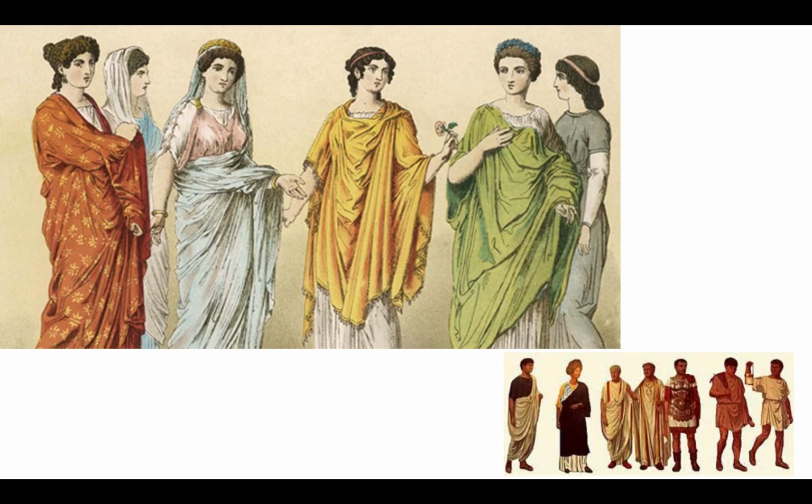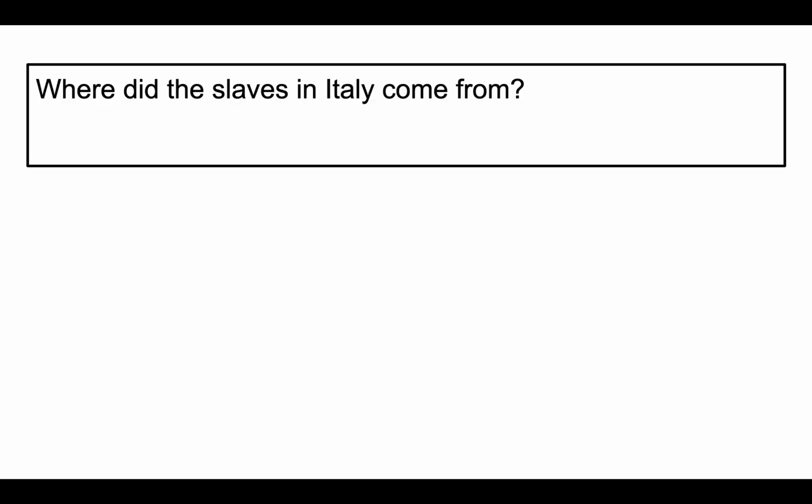These are a couple of pictures of patricians and plebeians, and in the picture of the woman, the lower class person is in the background there. Down there with the picture of the men on the bottom right, you can see the much more fancy dressed men, and then on the right hand side, those would be the common men, and the common men are the plebeians. So where did the slaves in Italy come from?